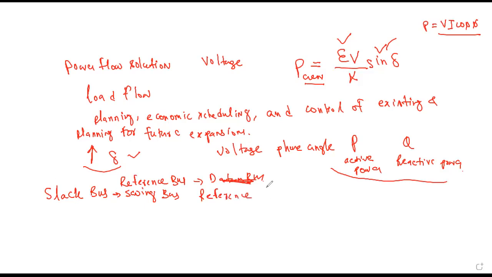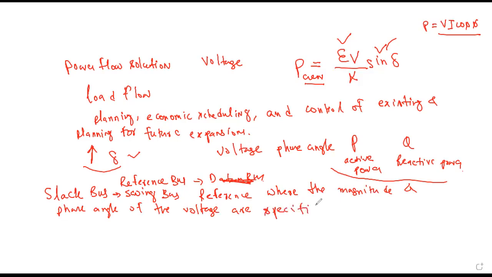This is taken as a reference where the magnitude and phase angle of the voltage are specified. So here there are two quantities that are specified: one is your voltage and another is your phase angle. This is the bus that makes up the difference between the scheduled loads and the generated power. What are the loads you have and the power that are generated? So it will give you the various losses in the network. This is very important.